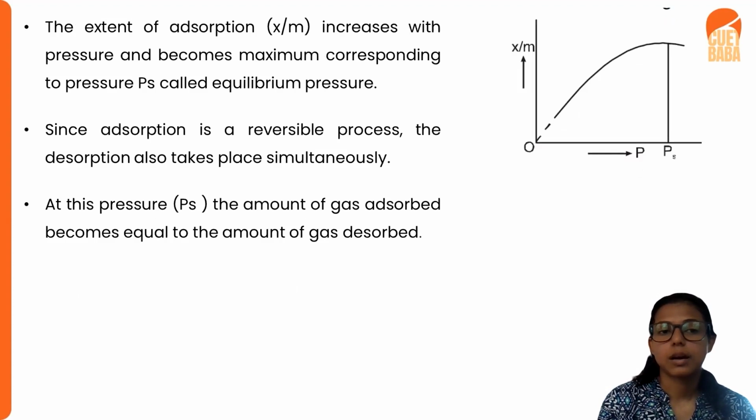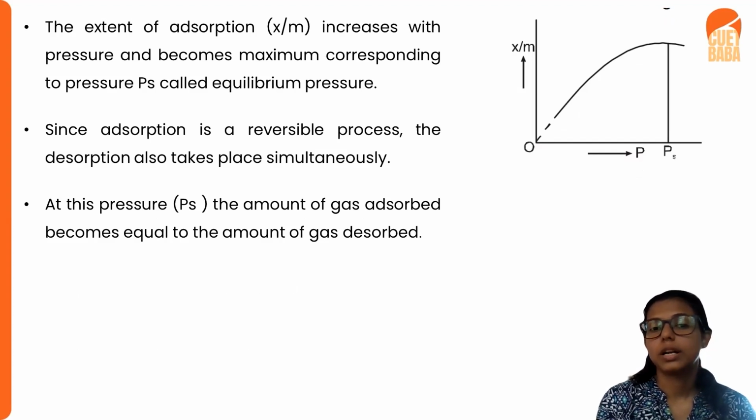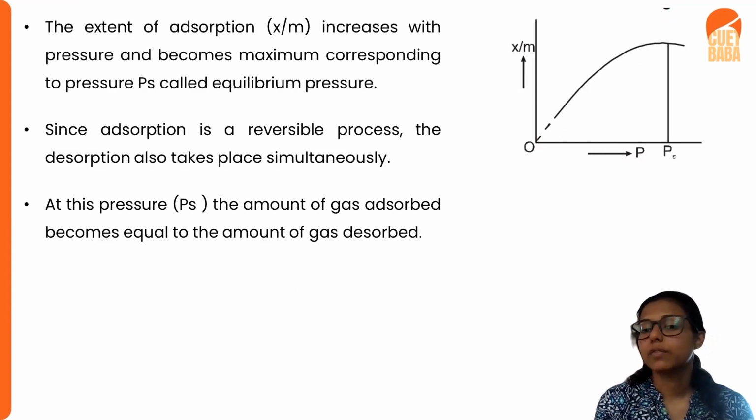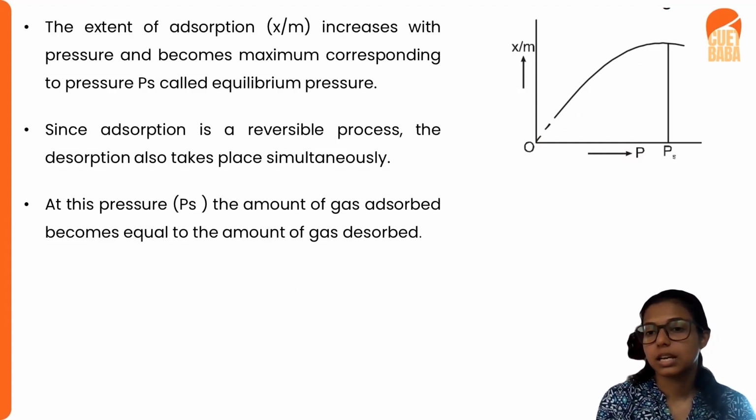Next, we are going to discuss the extent of adsorption. The extent of adsorption increases with the pressure and becomes maximum at a pressure called the equilibrium pressure. We can see that there will be an increase in the degree of adsorption when pressure is increased, and it will reach a maximum value at a specified pressure. This pressure at which the adsorption is maximum is called the equilibrium pressure. It is denoted by P with subscript S. It is called the equilibrium pressure.